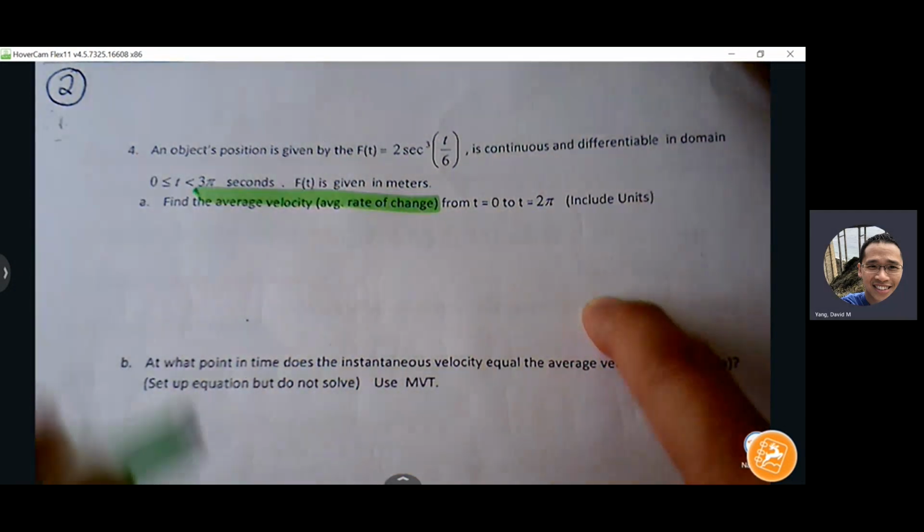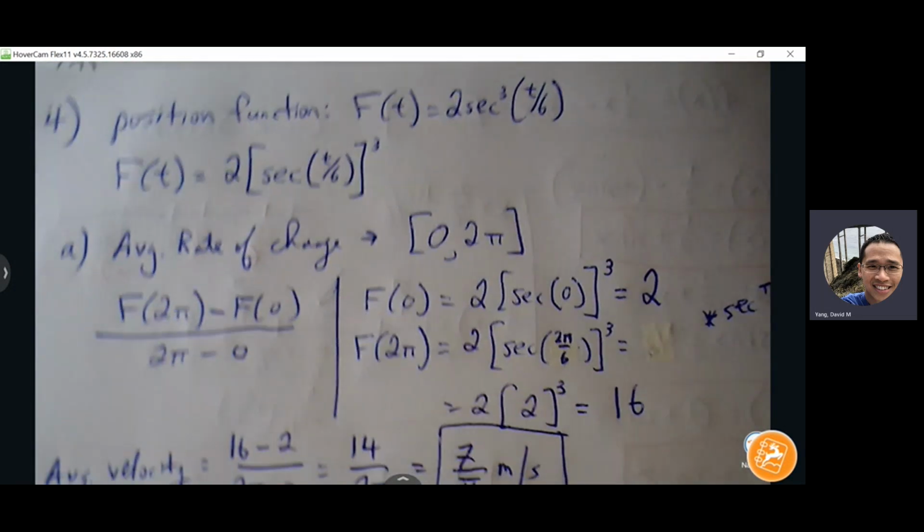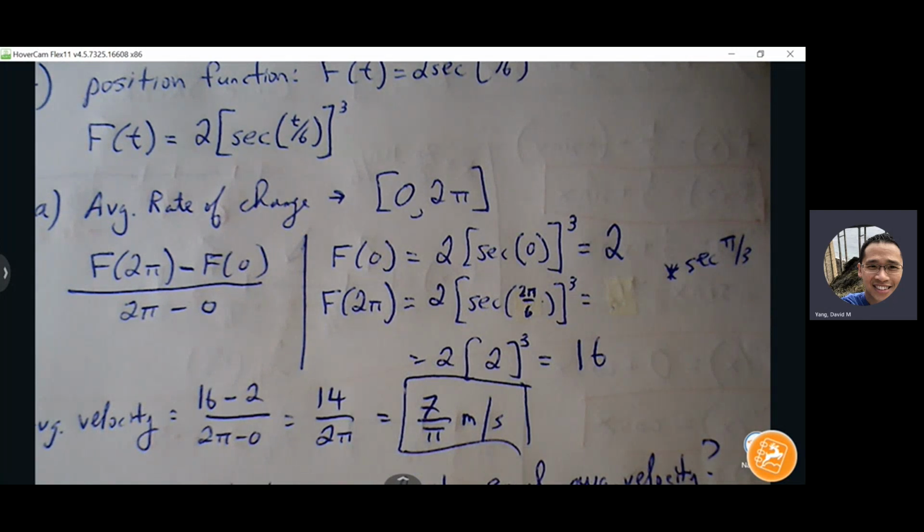What's our process if I just ask you to find average rate of change? Is there any calculus involved? Is there any derivative involved? You're just finding what? Yeah, change in position, or change in y over change in x. Okay, so average rate of change is just slope. If I can understand what slope is, I should be able to adapt whenever it's the average rate of change. So all I need to do is find the endpoints.